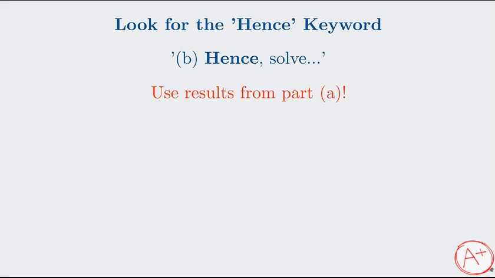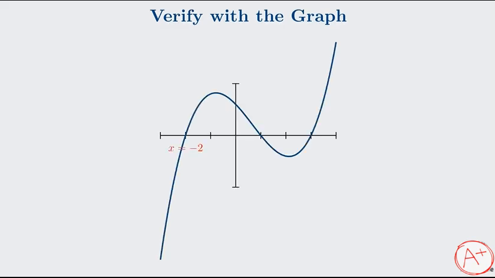In Cambridge papers, if Part A asks you to show that x minus k is a factor, and Part B says, hence, solve the equation, you must use the factor from Part A. Do not start the trial and error process over again. If a question provides a sketch, use it. If the graph crosses the negative x-axis, your roots should reflect that. It's a great way to catch sign errors before you hand in your paper.